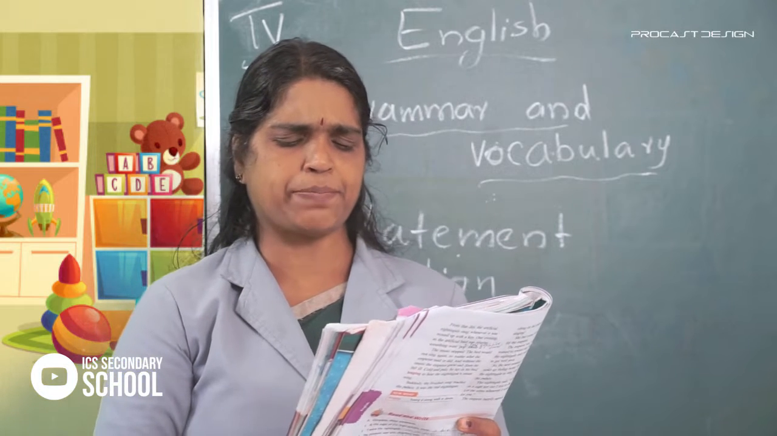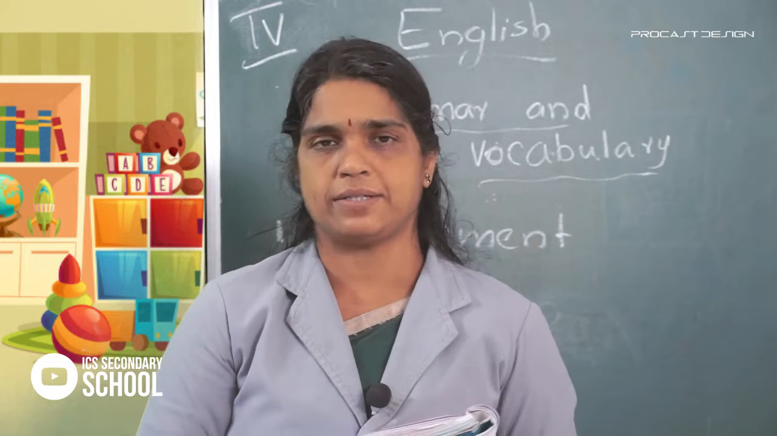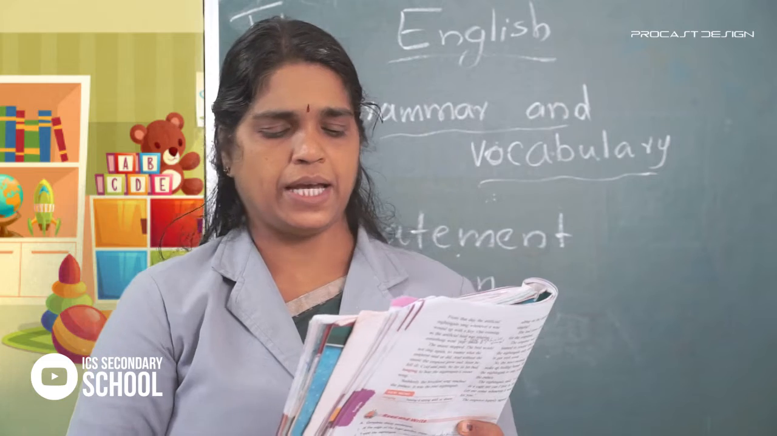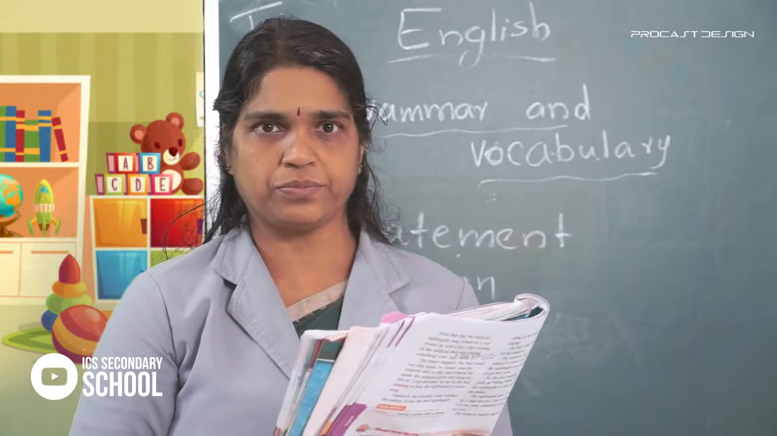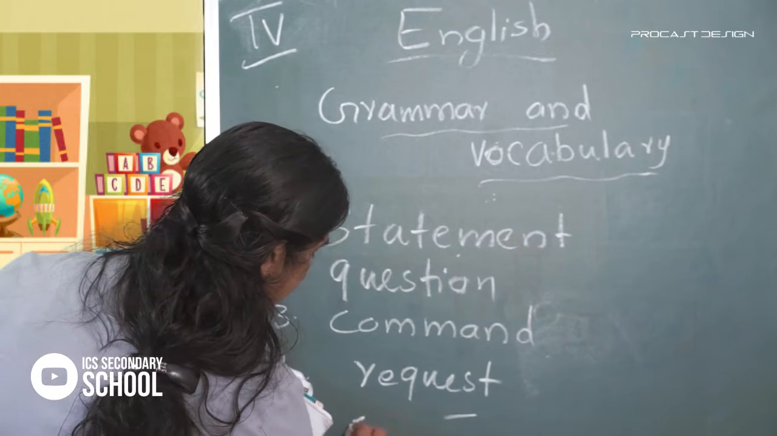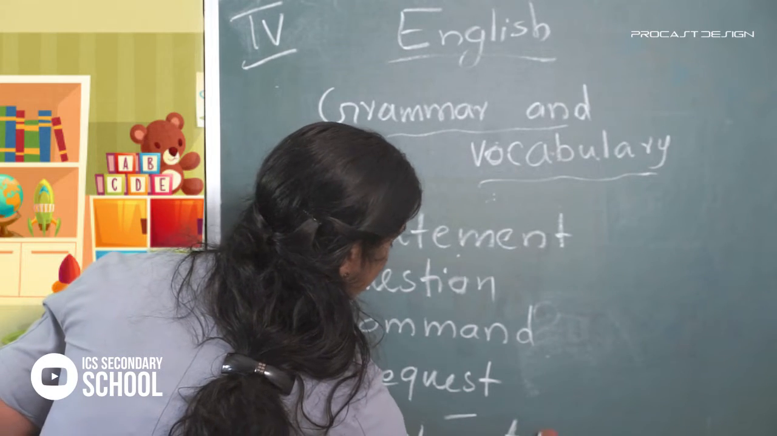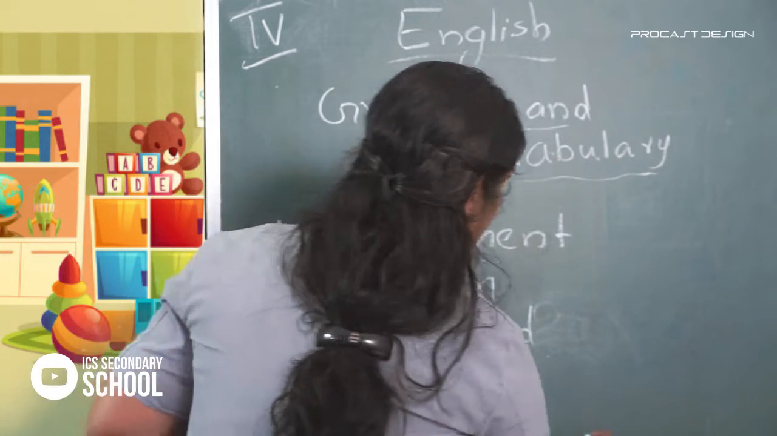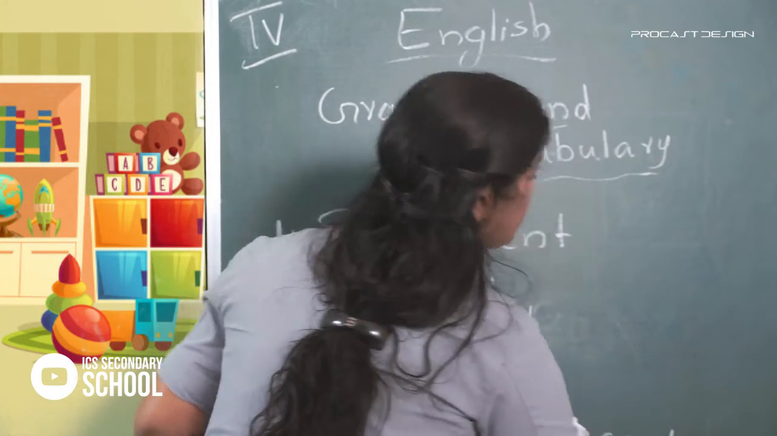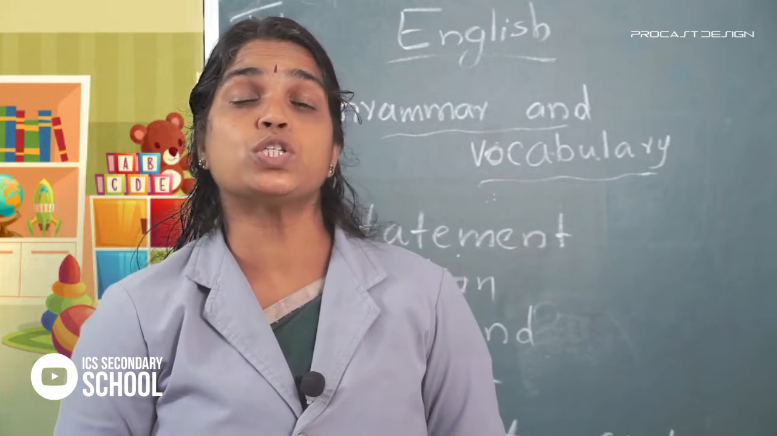A sentence that expresses a sudden strong feeling is called an exclamatory sentence. Do you know an exclamatory sentence? A sentence that expresses a sudden or strong feeling is called an exclamatory sentence. What do you mean by exclamatory sentence? A sentence that expresses a sudden or strong feeling.